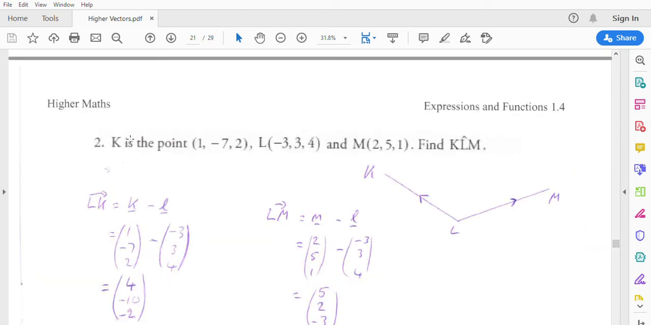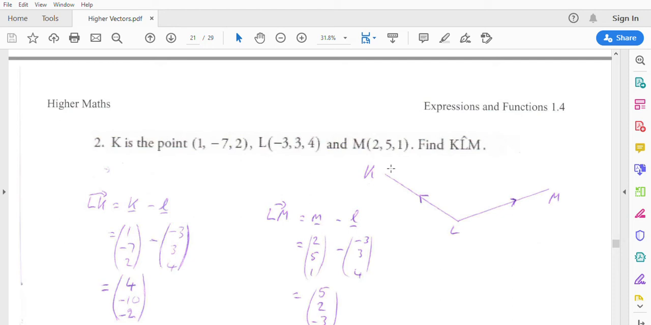Question 2. Points K, L and M are given. Find angle KLM. So what I would do here, guys, I would draw a diagram. So it is this angle here that we want, the angle between vectors LK and LM. If you don't draw the diagram there, you might be making a little silly mistake.